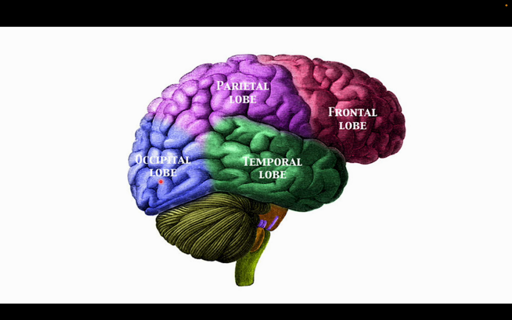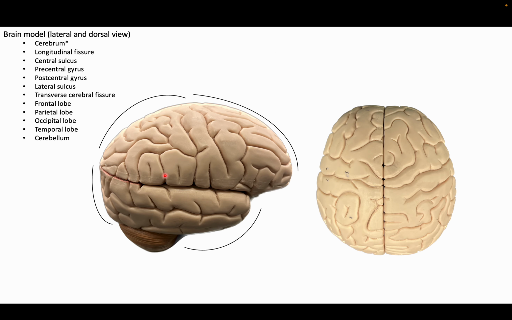So remember, if you accidentally fall and then you hit the back of your head, when you open up your eyes, your vision is a little bit blurry because you have hit the occipital lobe where visual information is being processed. So now let's take a look at a model brain. In the model brain, this is a side view. This is a bird's eye view. So this is looking at the top down. So this is the superior view.